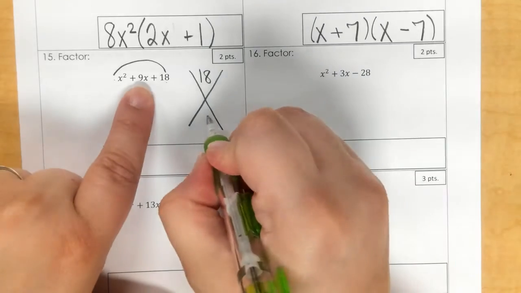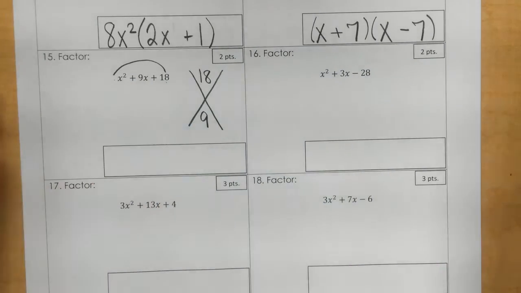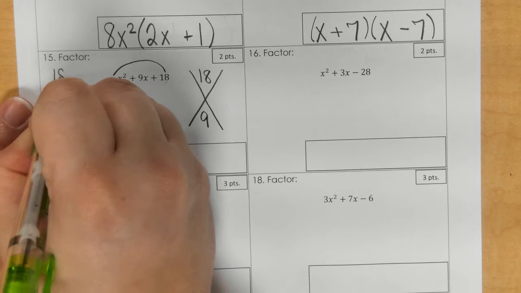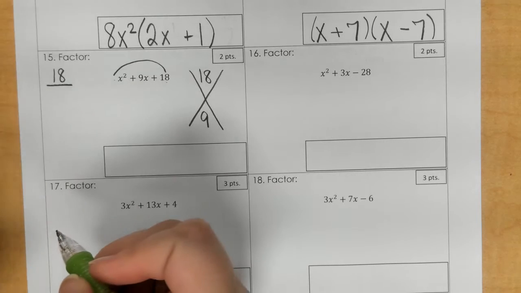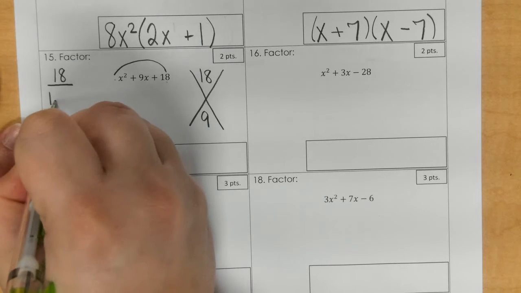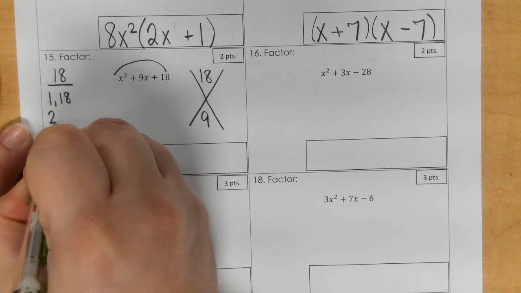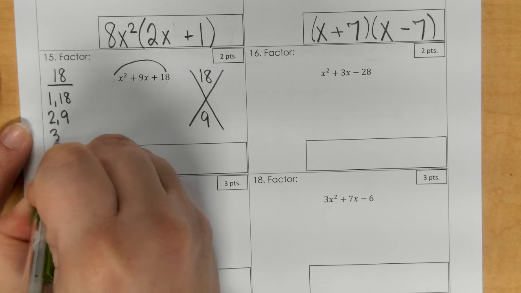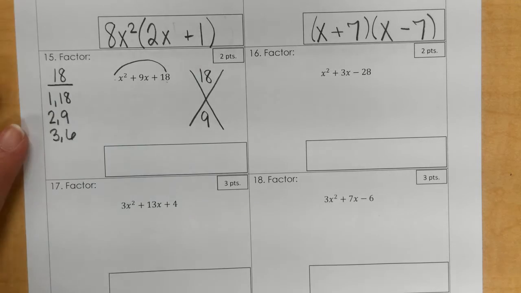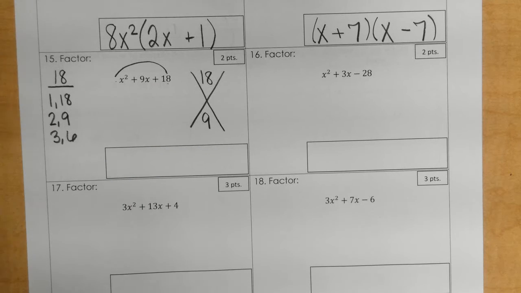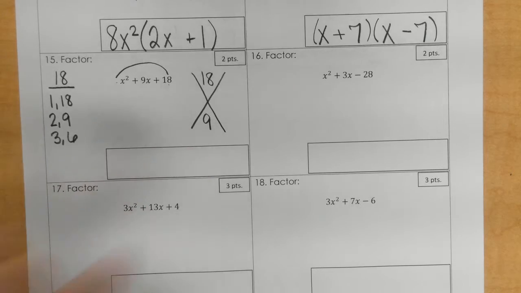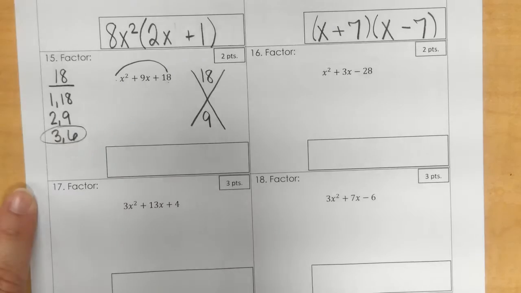And we need to get to the middle number, 9. So we look at our factor sheet, or you could list the factors of 18 here. So 1 times 18, 2 times 9, 3 times 6. And I want to know what pair can add or subtract to make 9. And that would have to be 3 and 6.